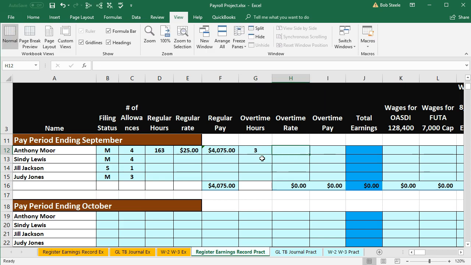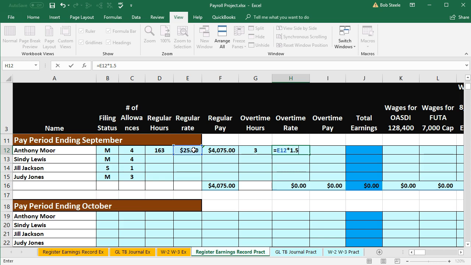Also note that the overtime hours would have to be calculated however that is done. Typically 40-hour work weeks, and anything over 40 hours would be overtime. I'm giving us the overtime hours here just for the purposes of the problem. So that means there's 163 plus 3, or 166 total hours, 3 of them overtime, 163 regular time. The OT rate is going to be the regular rate times time and a half. So this equals the 25 regular rate times 1.5, time and a half.